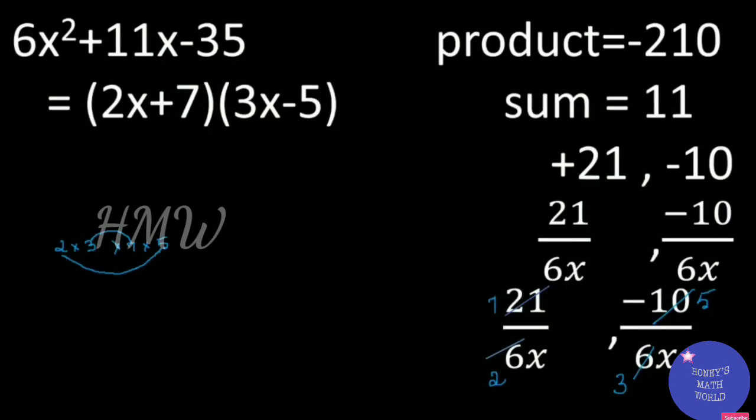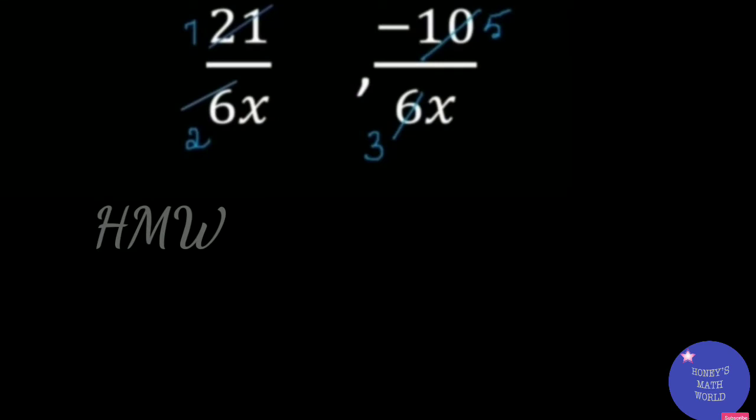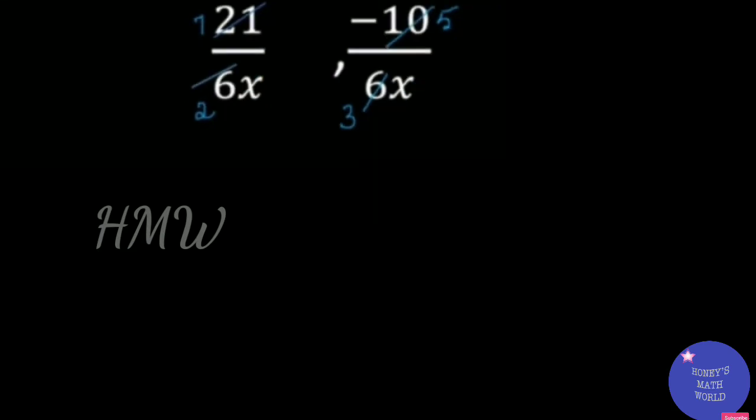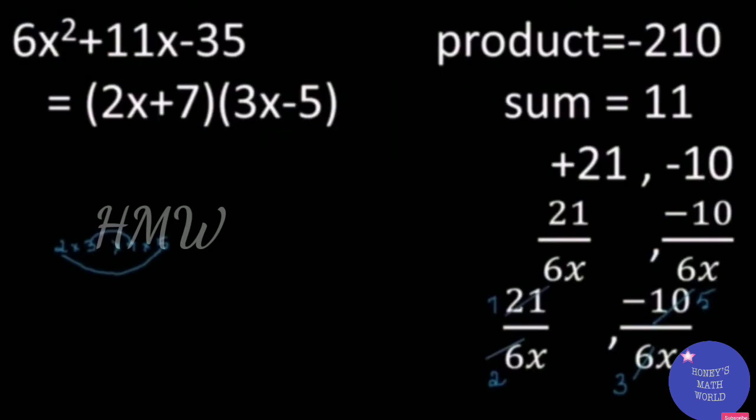6x square plus 11x minus 35. The product is minus 210 and the sum should be equal to 11. The numbers are 21 and minus 10. How do you find those numbers, 21 and minus 10? The easy way to find those numbers is to write 6 as 2 into 3 and 35 as 7 and 5. So these are the factors.